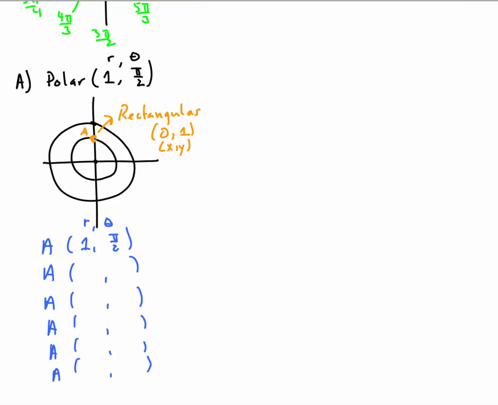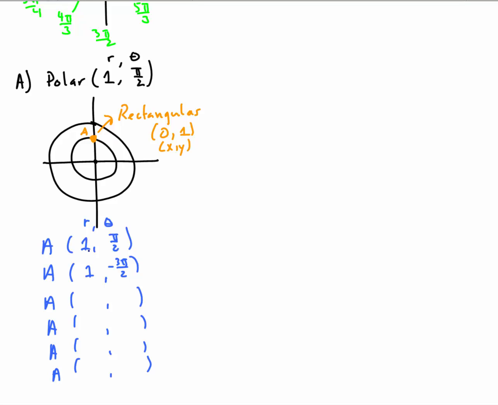Now the next thing, if I talk about this point, I could have also reached this point not going by pi over 2, but by starting at this point over here and moving 3 pi over 2 in the negative direction. So I could also write this point as 1 and then negative 3 pi over 2. So this would be another way to describe that same point. Now I could also go another direction.